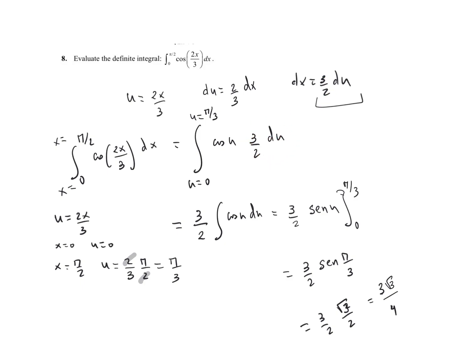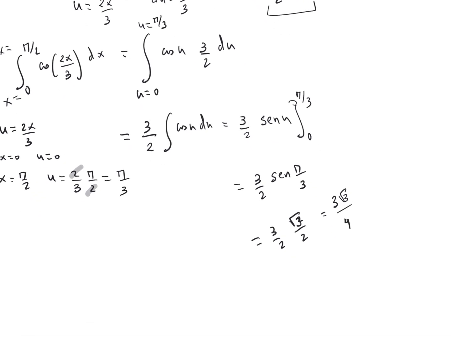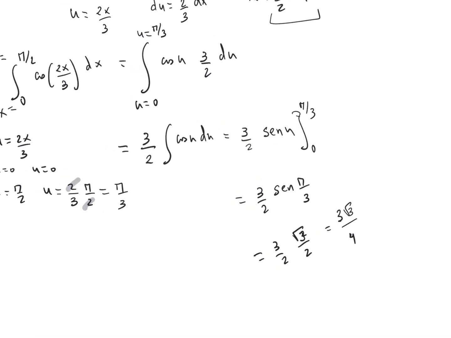Doing the integral is easy. 3/2 goes outside the integral. The integral of cosine of u is sine of u. Sine of u evaluated between 0 and pi divided by 3 is sine of pi divided by 3 minus sine of 0. Sine of 0 is 0. So the final answer is 3/2 times sine of pi divided by 3, which is square root of 3 divided by 2. So the final answer will be 3 square root of 3 divided by 4.